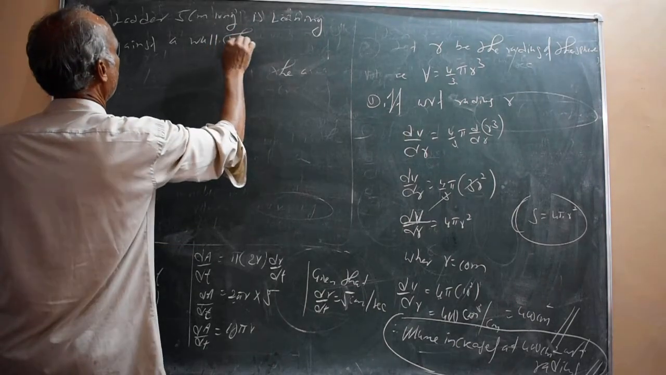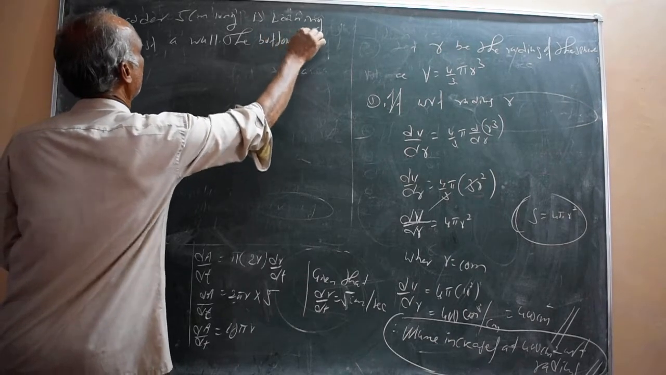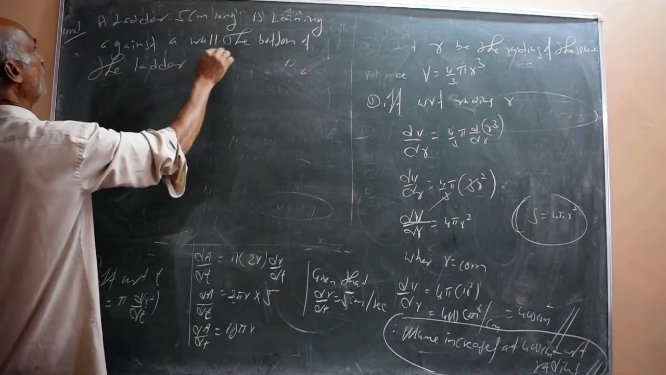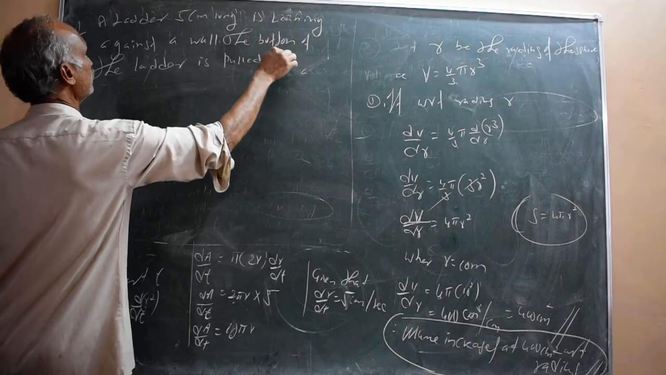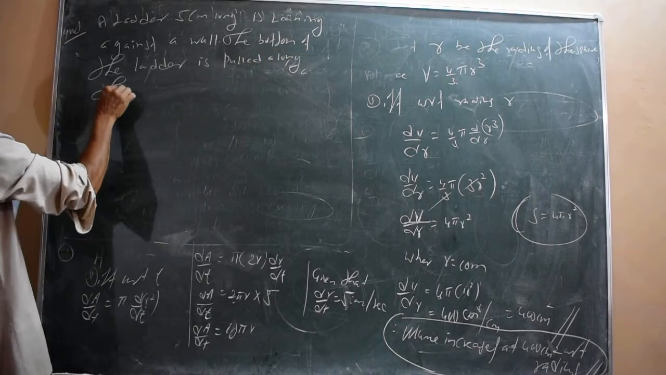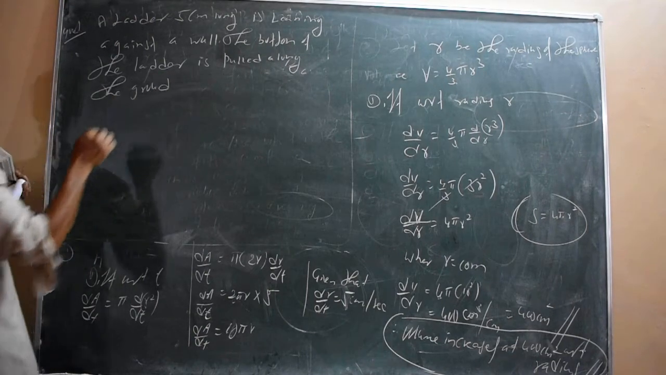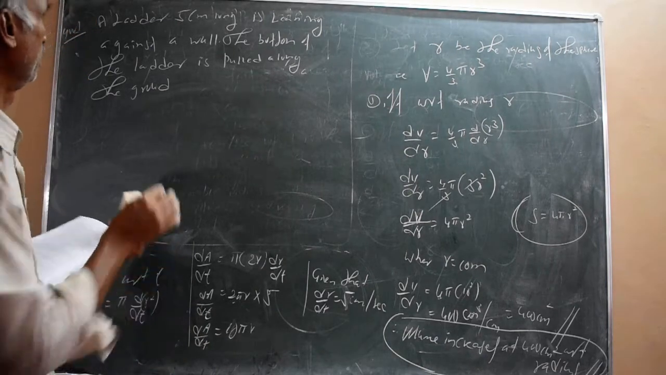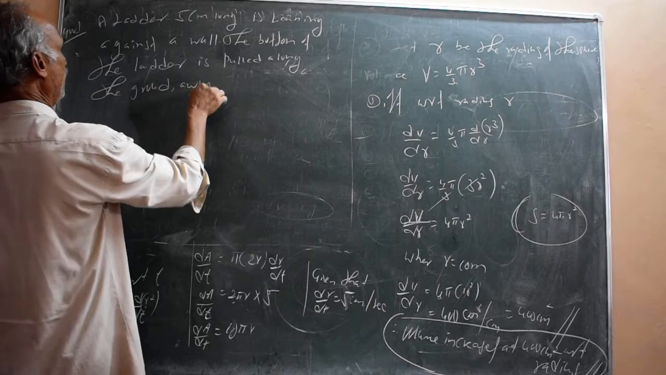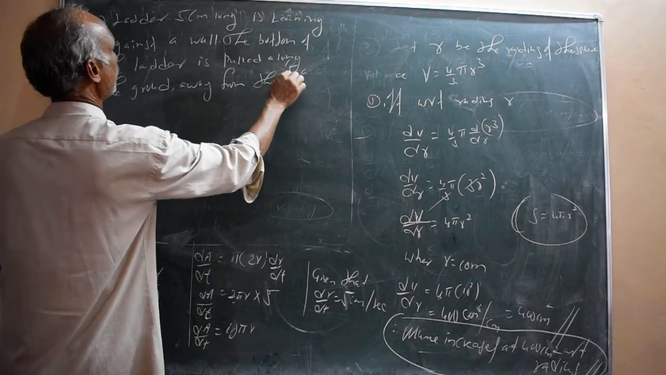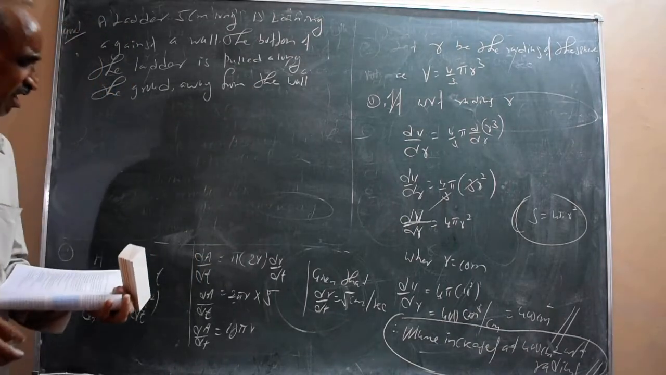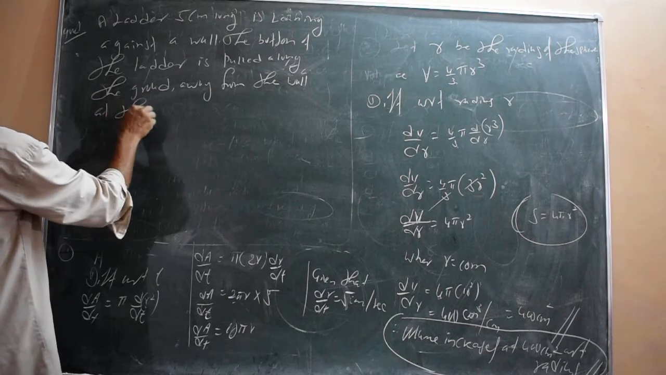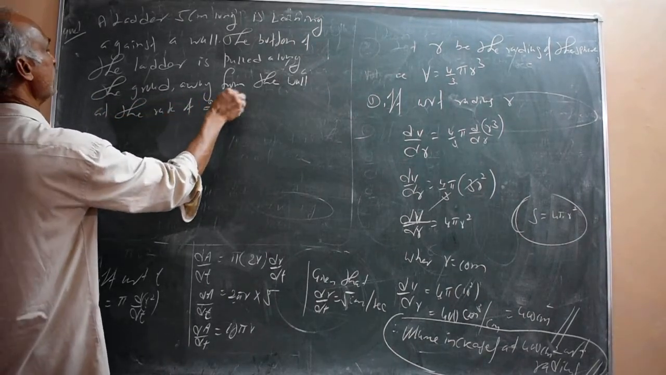The bottom of the ladder is pulled along the ground. Just imagine the phenomena. The bottom is pulled along the ground, away from the wall. This word away from the wall is understood, not necessary. Away from the wall at the rate of 2 centimeter per second.